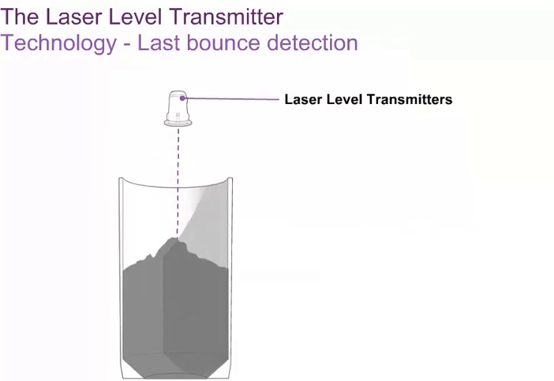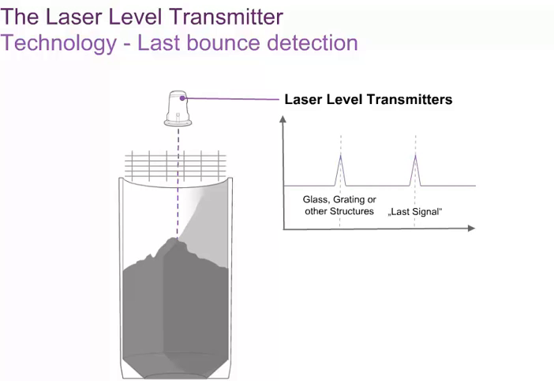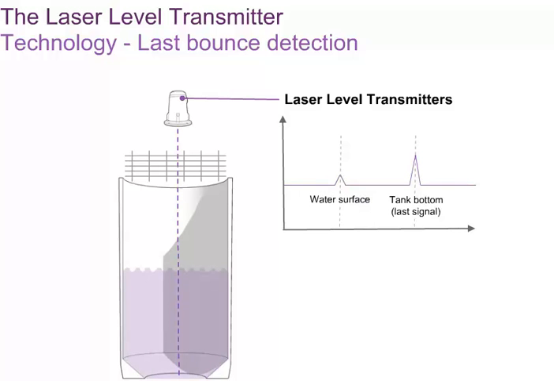A further capability of the laser level transmitter is that under conditions where more than one return signal may be present, such as when looking down through a grating, the instrument automatically measures to the last bounce. This last bounce detection allows the laser level transmitter to look through glass windows, past small structures, and down to the solid surface below. Last bounce detection also allows the laser level transmitter to look through fog or dust down to the surface below. However, last bounce detection will not allow the level of clear liquids to be measured. The level measured will be the bottom of the vessel.